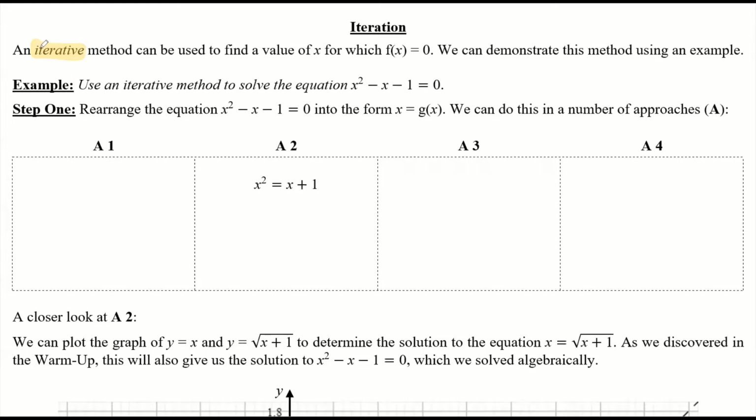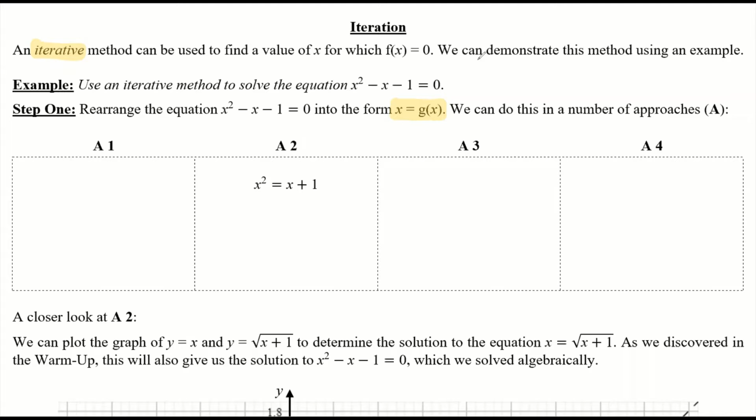But what I've decided to do is create the iterative formula ourselves. The first step in doing this, which we'll call step 1, is we rearrange the equation so that it has the form x is equal to g of x. So x is equal to some function of x. Now, it turns out there are 4 ways we can do this, and you've done 2 of them backwards in the warm-up. So, for example, we'll do A1 first.